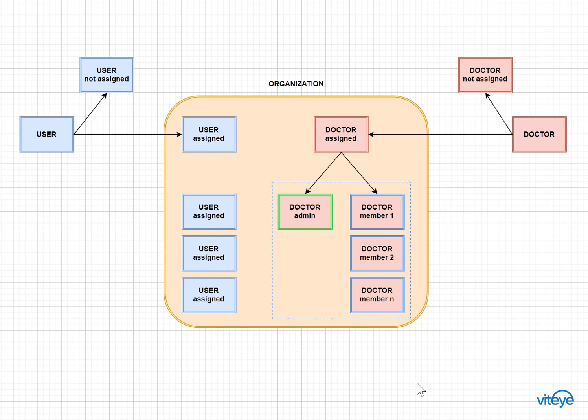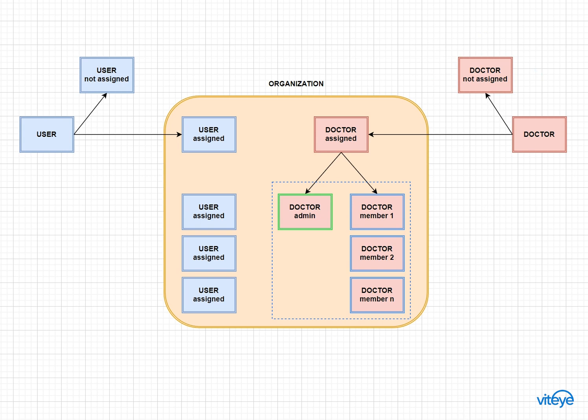In summary, the privilege structure involves two main user types: regular users and doctors. A regular user can be either assigned to an organization or not assigned at all. On the other hand, a doctor can be assigned to an organization as a member, serve as its administrator, or exist independently without any organizational affiliation.